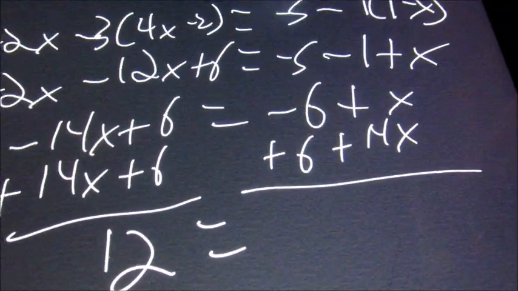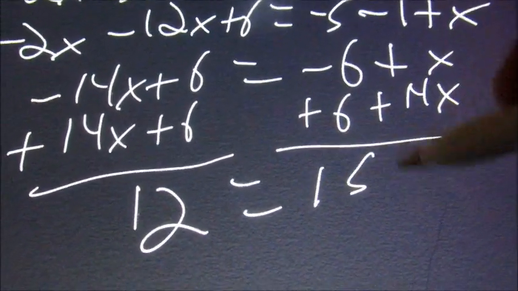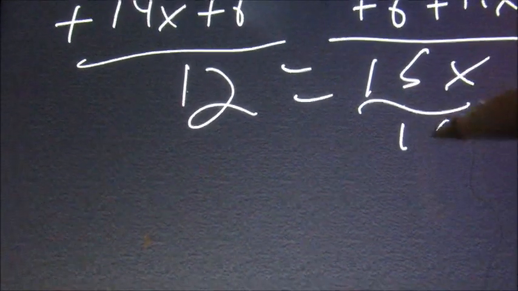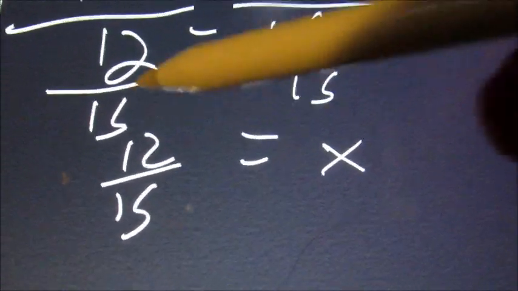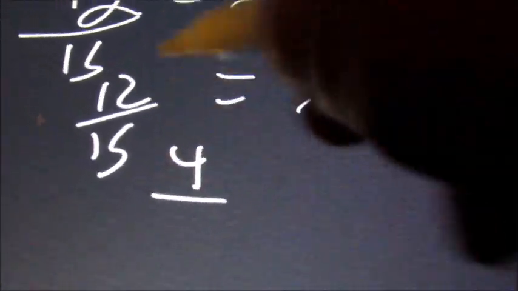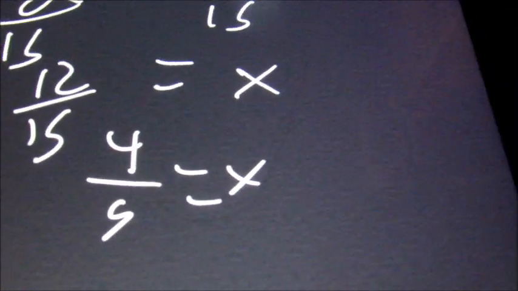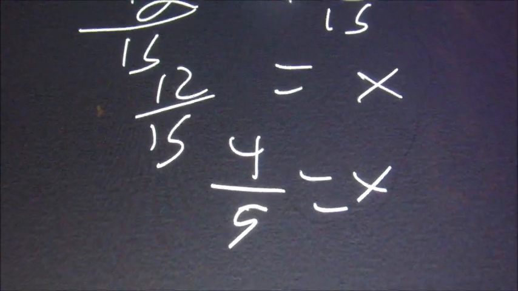X plus 14x is 15x. Now, I need to divide both sides by the 15. And I'm going to get x equals 12 over 15. But both of these are divisible by 3. So I'm going to simplify. 12 divided by 3 is 4. Over 15 divided by 3 is 5. And so 4 over 5 is what x is.